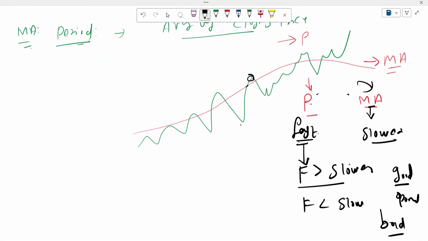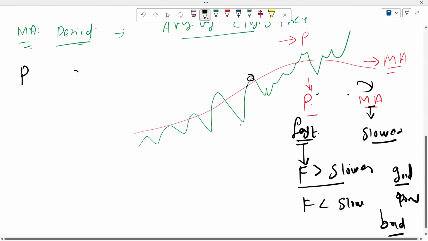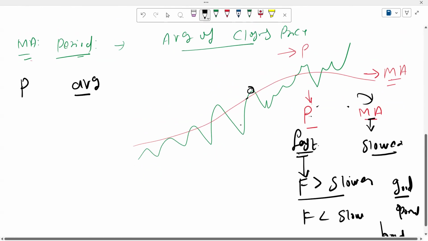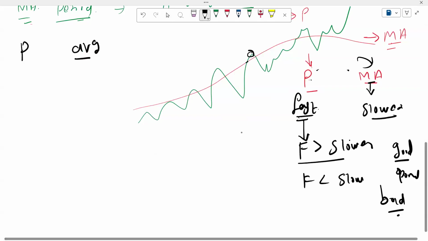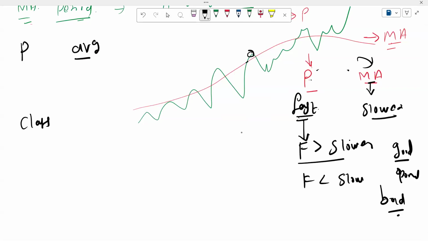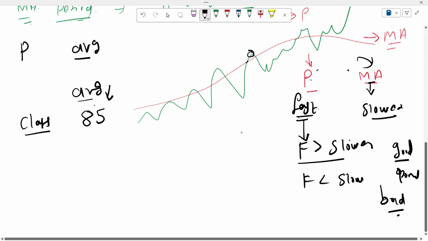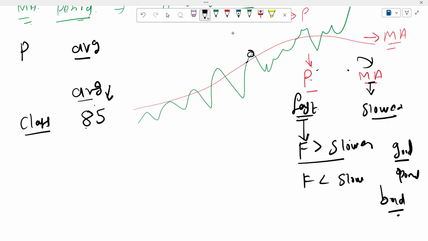Let's understand this, that this is a price and this is the average. Like, there is a class. A student's average score is 85. A student scores 85% average marks every year. Every year his average is 85, but suddenly he is performing better than his average.